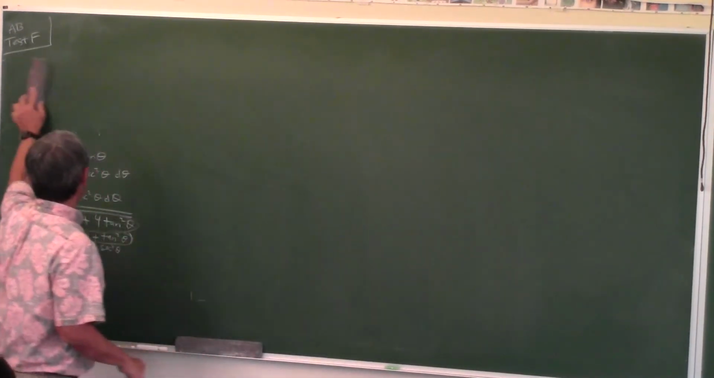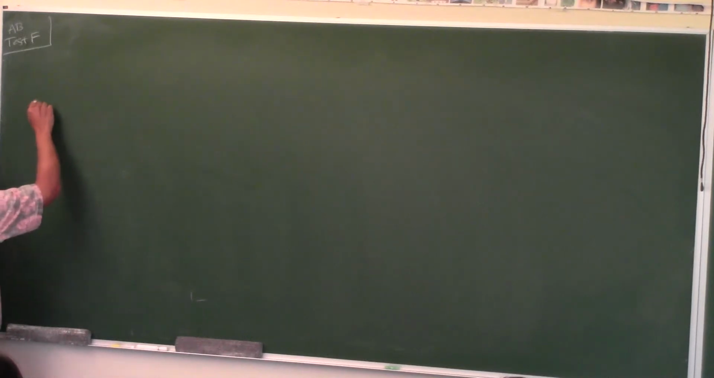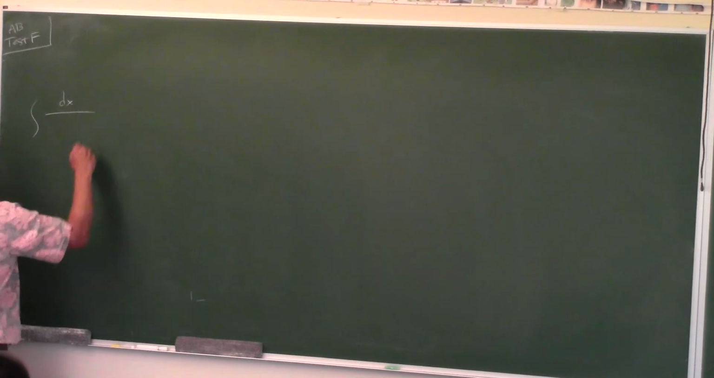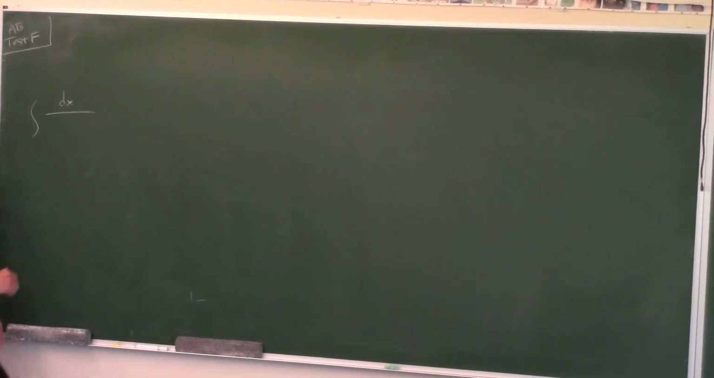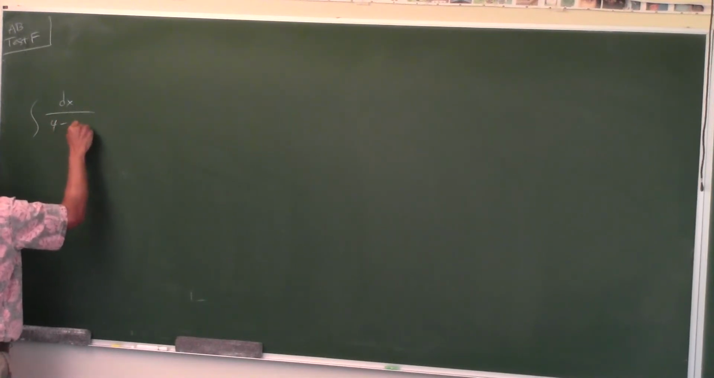The last technique is called partial fractions. Now, last year, you guys demonstrated to me that you were very good at partial fractions. Okay, now when do you use partial fractions? Let's just do a really easy one to start with. How about dx over 4 minus x squared?